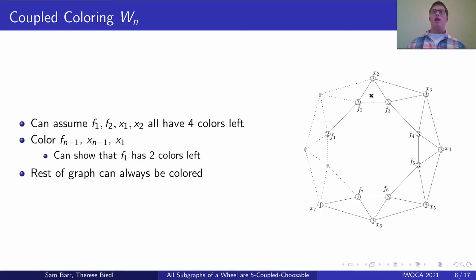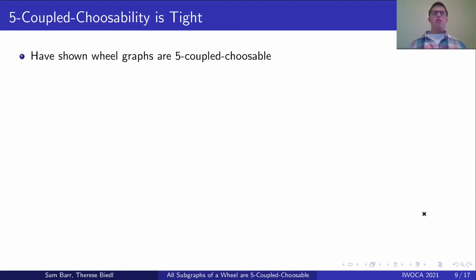In particular, now we have a path of triangles where all the lists are of size 3 except for the last triangle, which has a list of size 1, a list of size 2, and a list of size 3. It's not hard to see by induction that such a graph can always be colored. And then after coloring all these triangles, f sub 1 will have at least 1 color left. So we have now shown that all wheel graphs are 5-couple choosable. Moreover, if we follow this proof, we get a linear time algorithm for finding this coloring for a wheel graph.